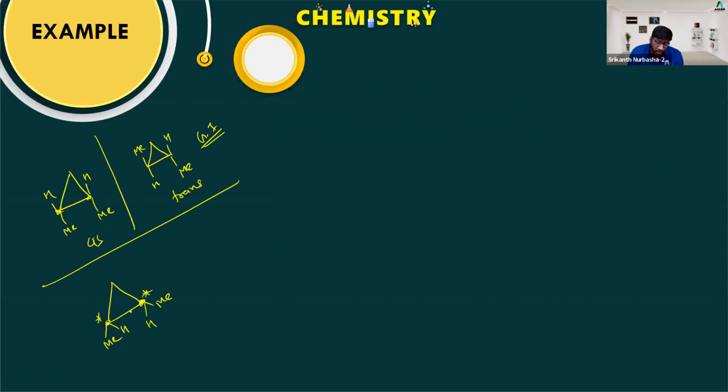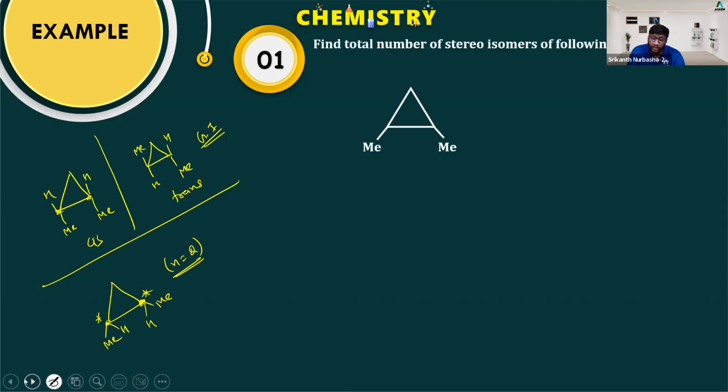How do we calculate the number of optical isomers for this case? Is this molecule symmetrical or unsymmetrical? It is symmetrical. How many optical centers do you have? n is equal to 2. So total stereoisomers is equal to total optical isomers. What is the formula, students? Total optical isomers formula.